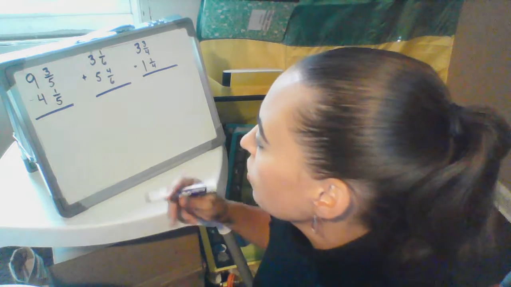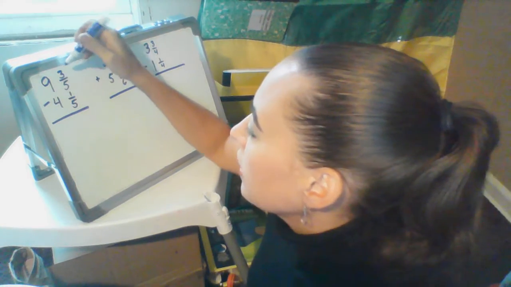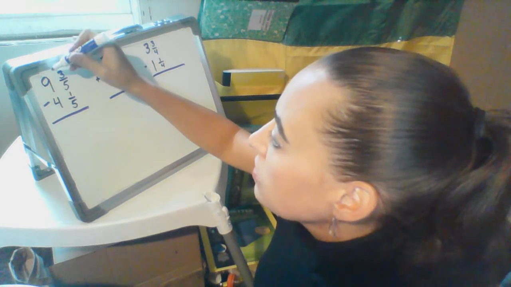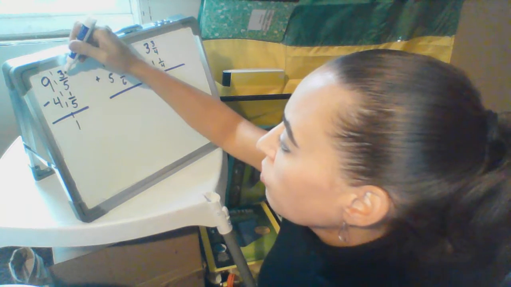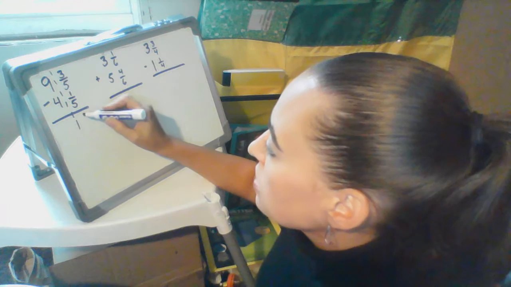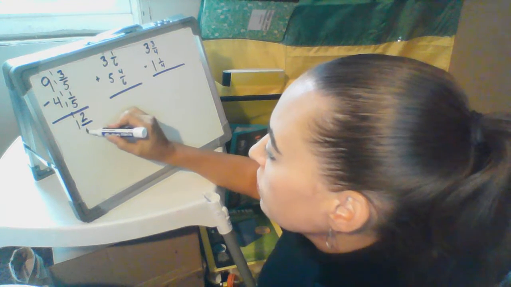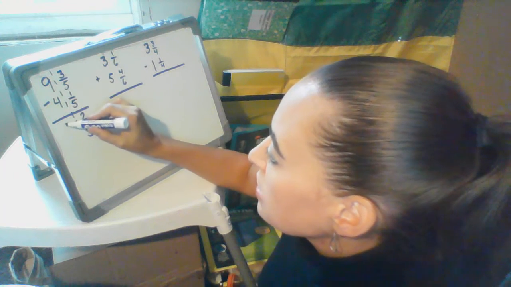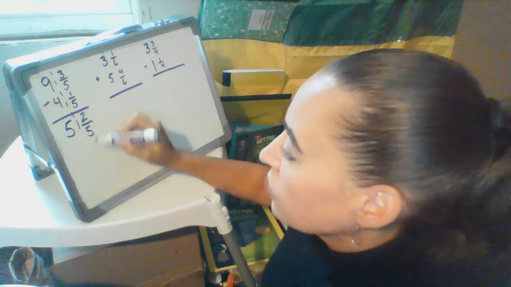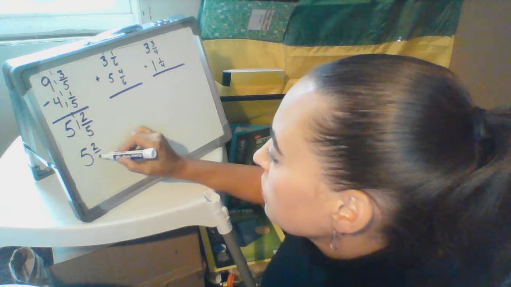All right. I think that might have been subtraction, so we'll just go with subtraction. Again, I'm just going to make a dotted line straight down. 3 minus 1 is 2. You keep your common denominator of 5. And then 9 wholes minus 4 wholes is 5. So your final answer is 5 and 2 fifths.